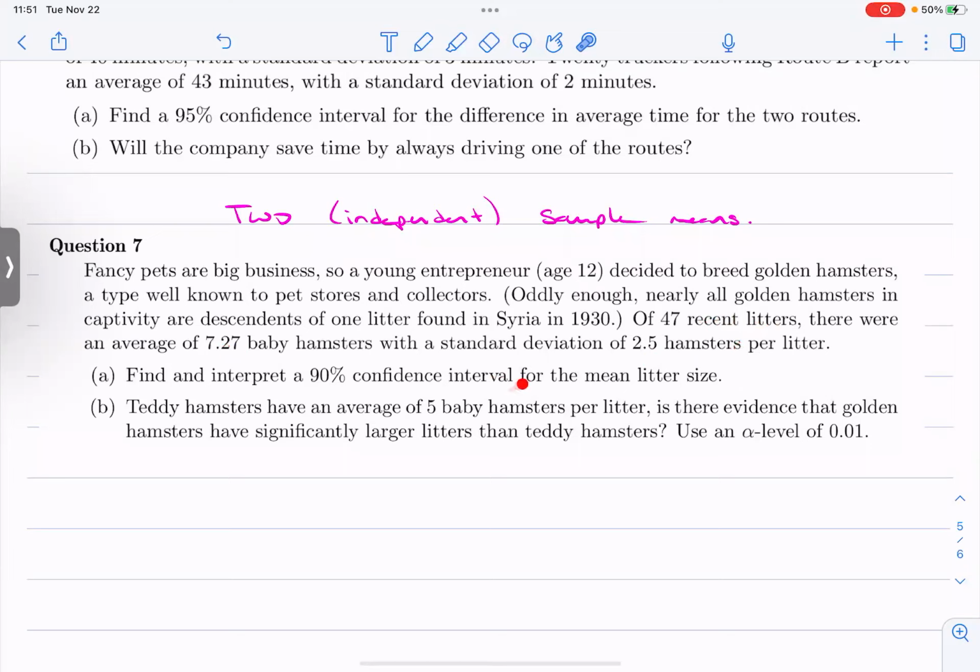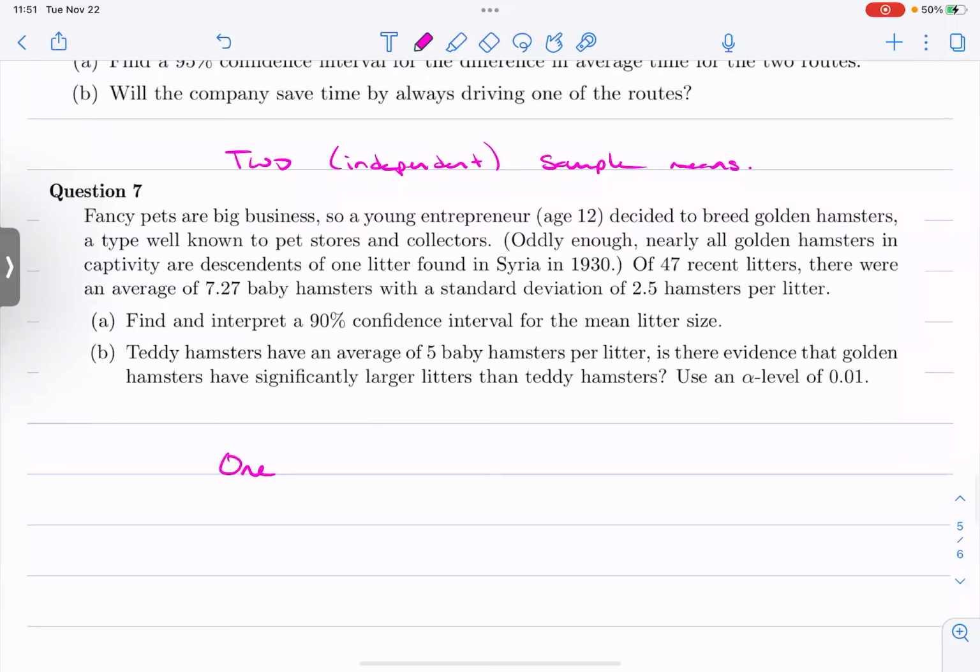We're going to find and interpret a 90% confidence interval. So without reading part B, it kind of gives it away, but this is a one sample mean question, right? I have one sample of 47 recent litters. I have the mean and I have the standard deviation. I have nothing to compare that mean to yet, so this is a one sample mean question until I read part B.